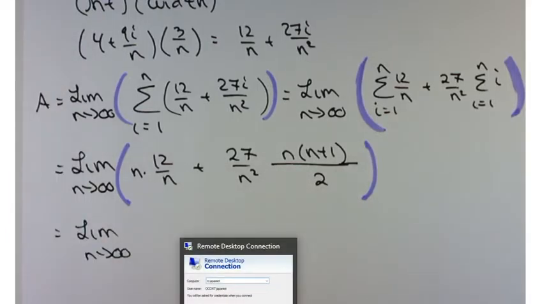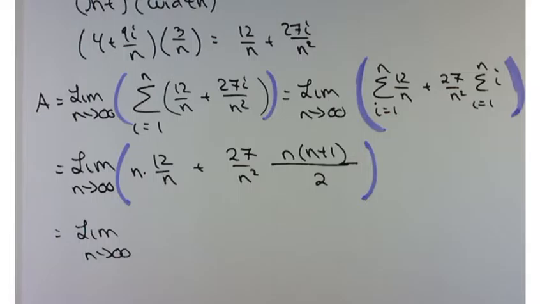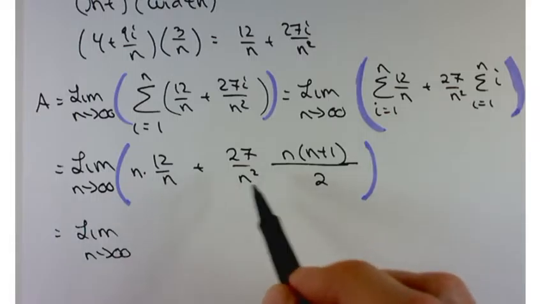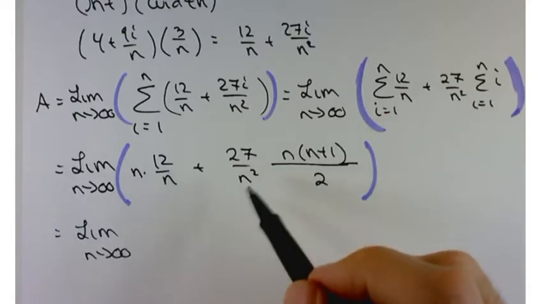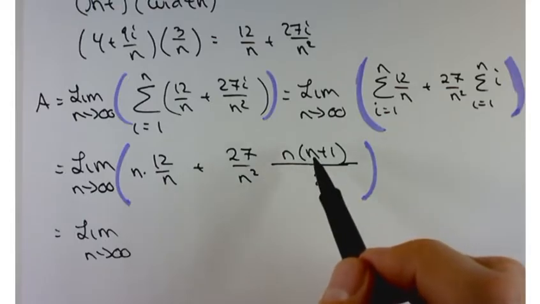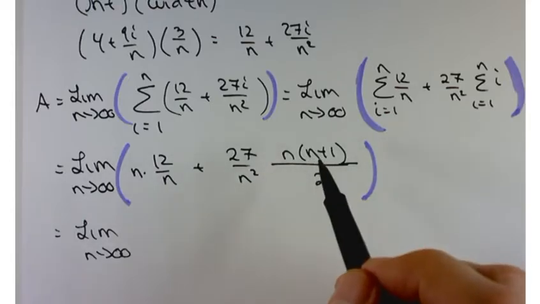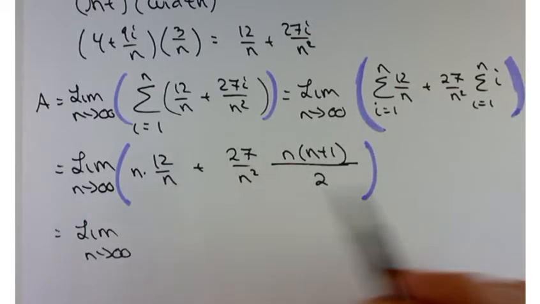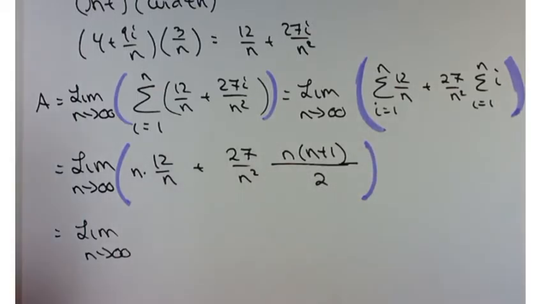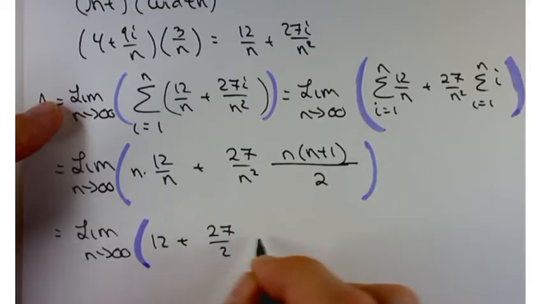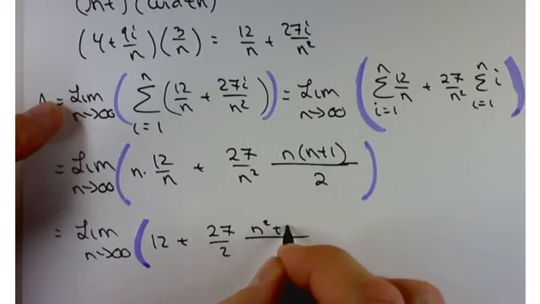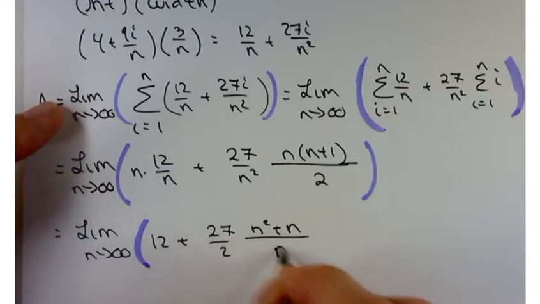Now, if you remember a little while ago, what I suggested was that you always make sure that these exponents match. If they don't, stop. This is a really big problem on the exam. You don't want to be stuck here with a cube here and a second power here, or a second power and a fourth power, etc. These should match, and they do. So let's finish this up. We get some cancellation here. That's just going to be 12 plus 27 over 2, times n squared plus n over n squared.